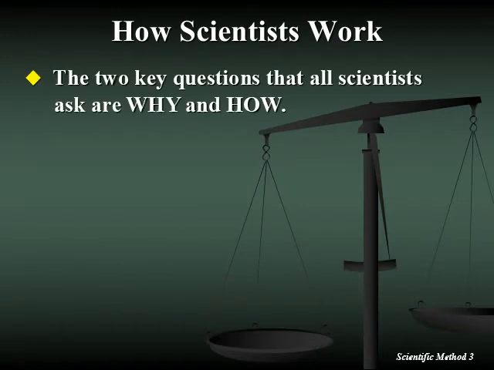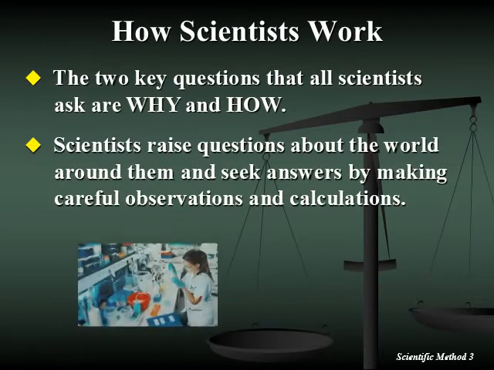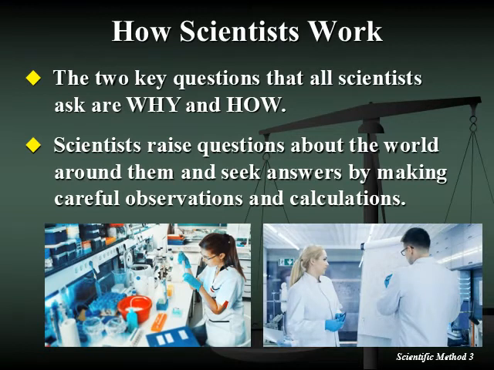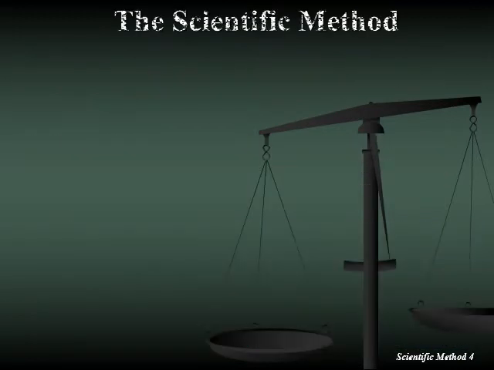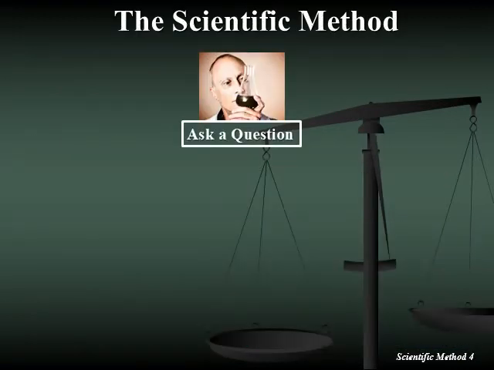The two key questions that all scientists ask are, why and how? Scientists also raise other questions about the world around them, and seek answers by making careful observations and calculations. This diagram shows an outline of the first part of the scientific method. The first step is to ask a question about some problem that has not been solved, or about a phenomena that has not been explored.